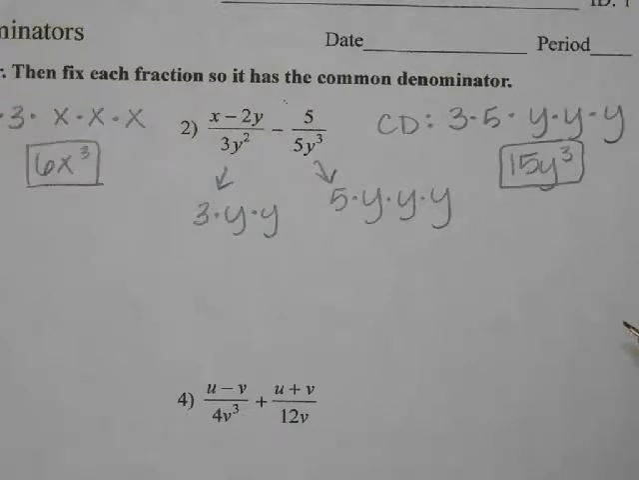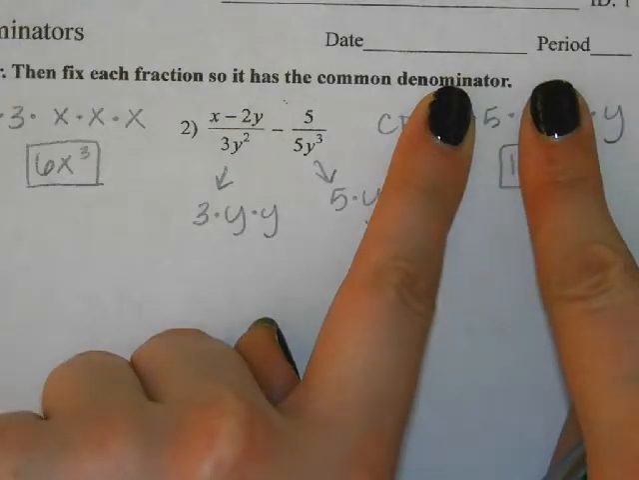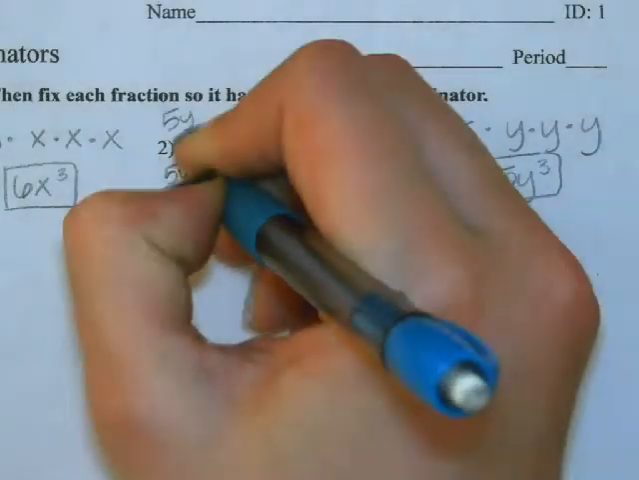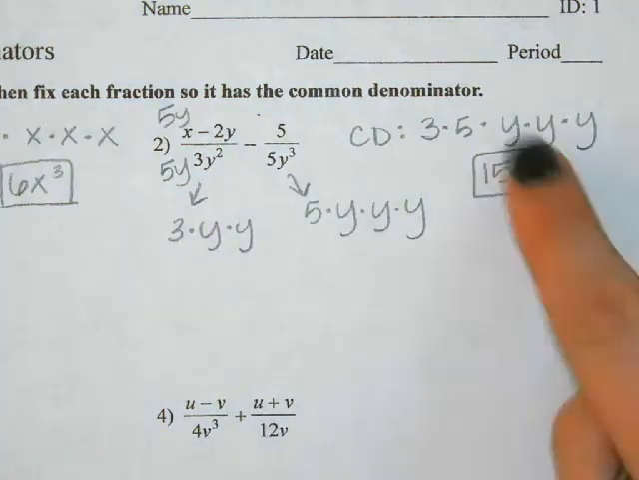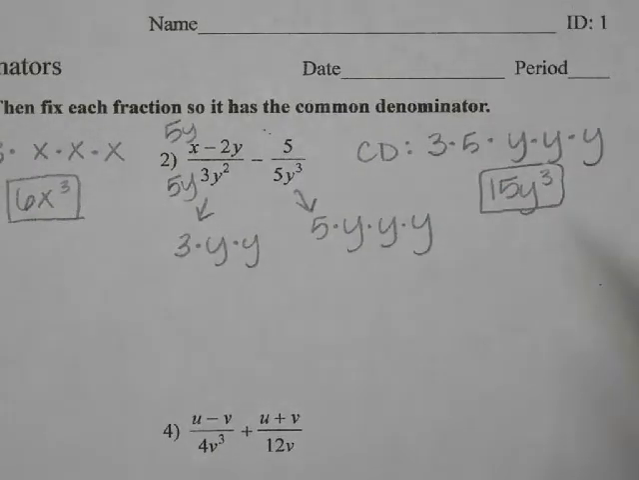So the first fraction had a 3 and it had a yy. What does it need? 5y. It's a 5y. The second fraction had a 5 and it had a yy. So what does it need? 3. It needs a 3.